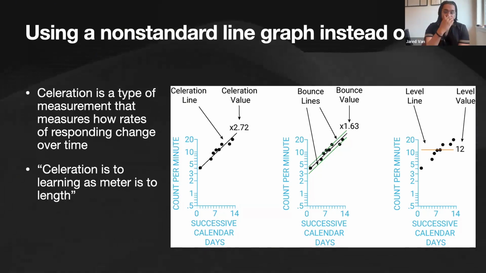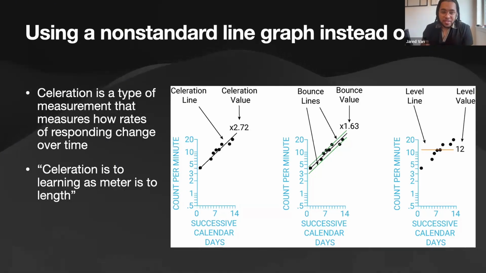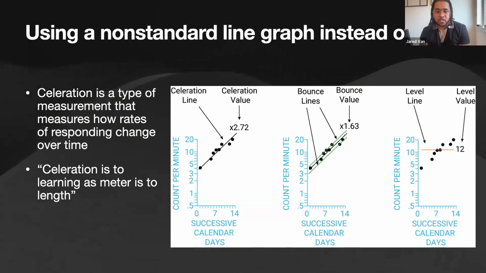So performance is the measure of behavior one time, measured in frequency, count over time. Learning is a process, and learning is the measurement of the change of rates of responding over time, also known as acceleration. We see acceleration by using the standard acceleration chart. And I love this little thing that I found in Dr. Kubina's book, the Precision Teaching book. Acceleration is to learning as meter is to length.